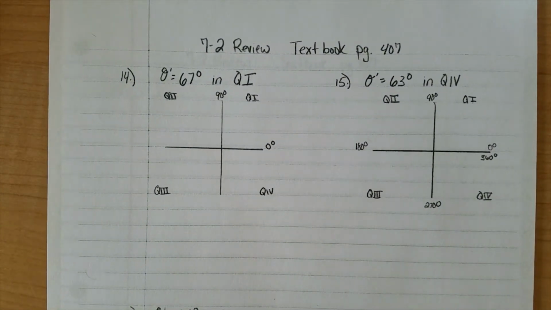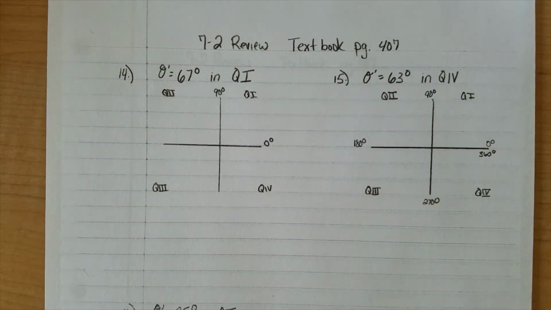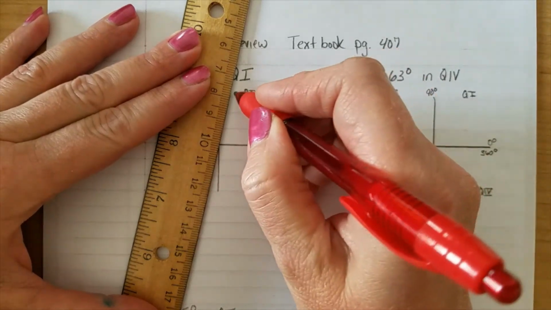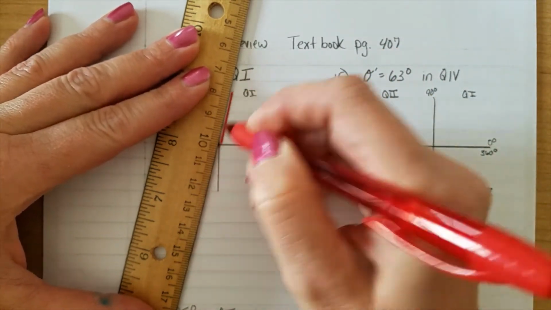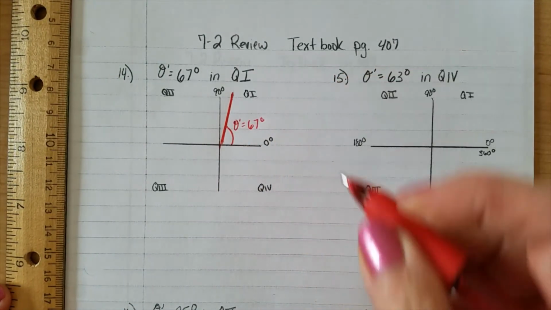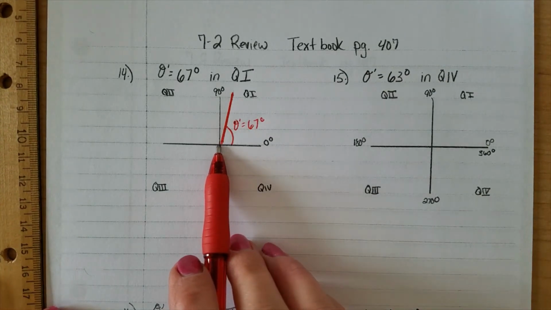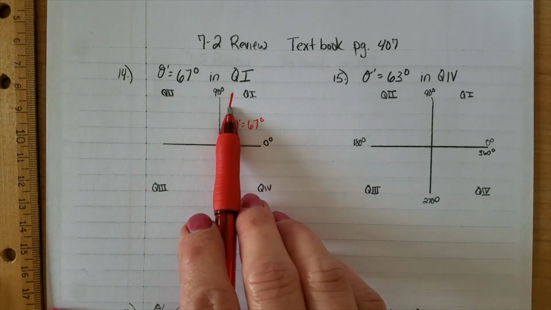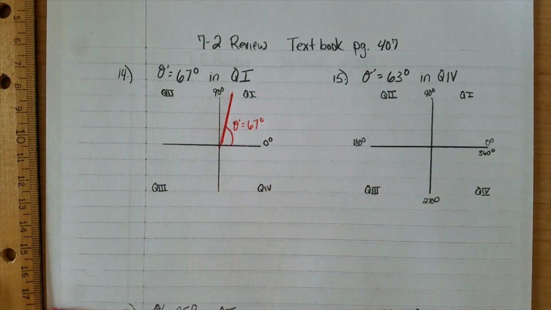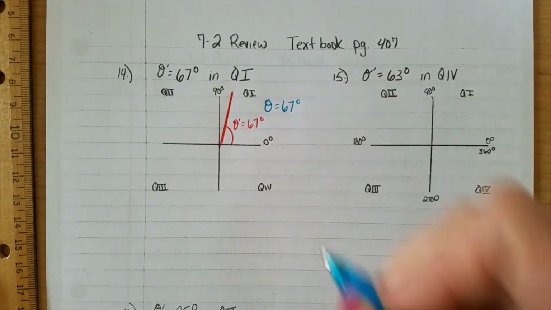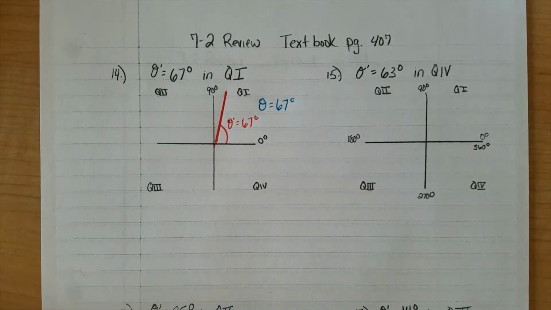Looking at number 14, we have a reference angle of 67 degrees in quadrant 1. If we're in quadrant 1, we're over here. Let's put in 67 degrees. We'll say it's about here. Well, if I'm in quadrant 1, my initial side of theta is on the x-axis, and if I come up over here, this is the terminal side of my angle. So if we are in quadrant 1, your theta is the same as your reference angle and vice versa. Your reference angle is theta.